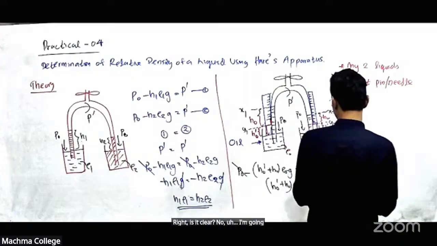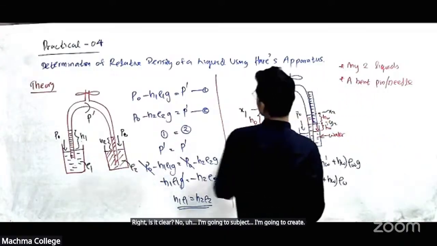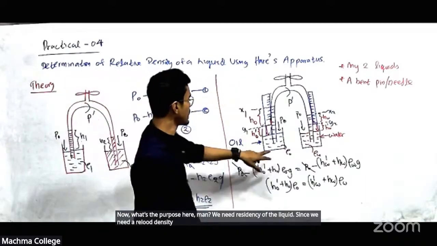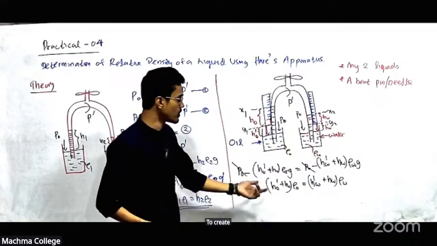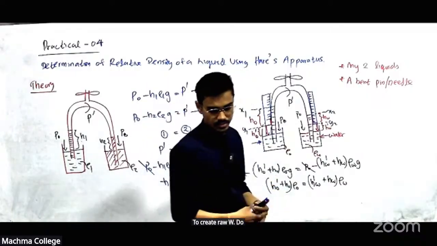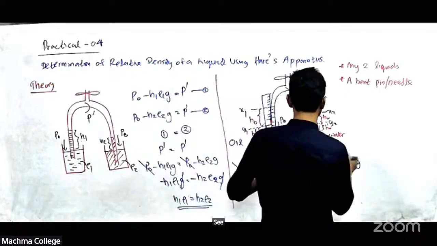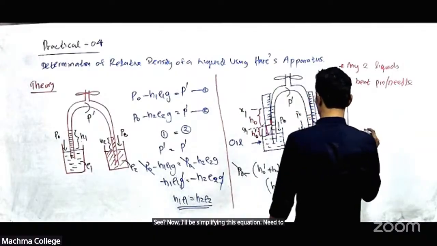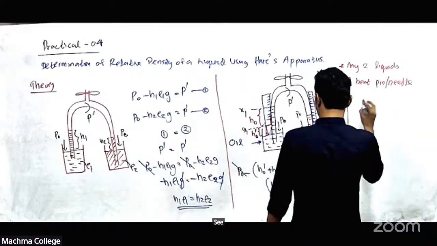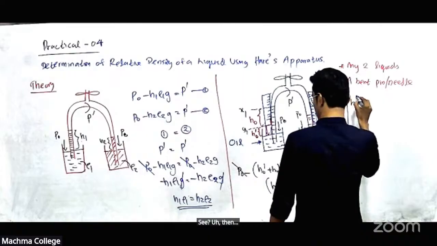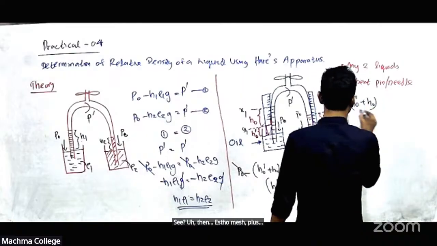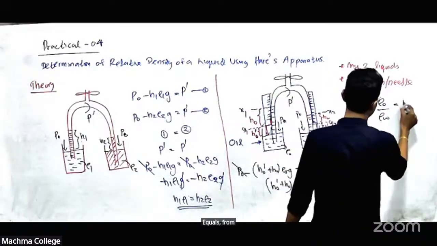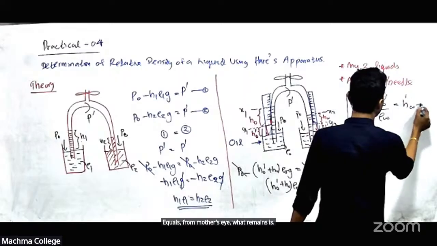Now, what's the purpose here? We need the relative density of the liquid. Since we need the relative density, I need to create rho over rho W. To create rho over rho W, do a simplification here. I'll be simplifying this equation. Then HO dash plus HO times rho O over rho W equals, from the other side, what remains is HW dash plus HW.